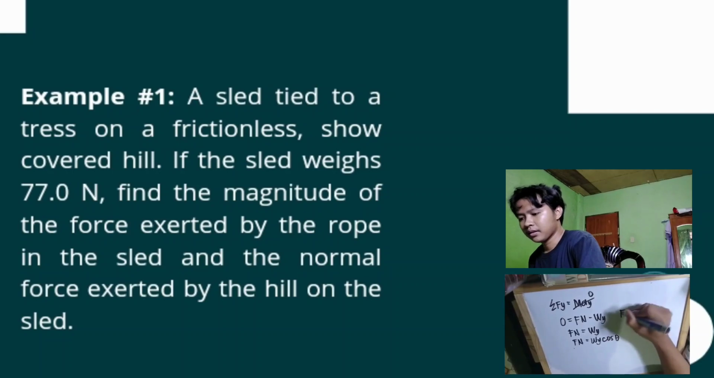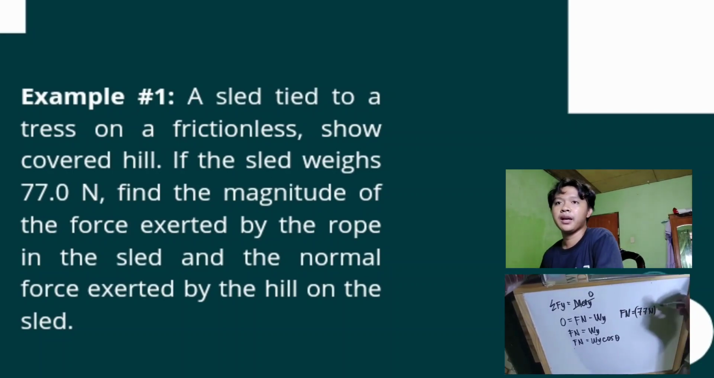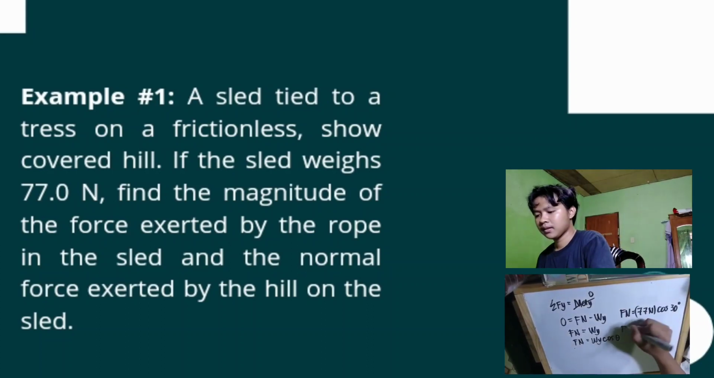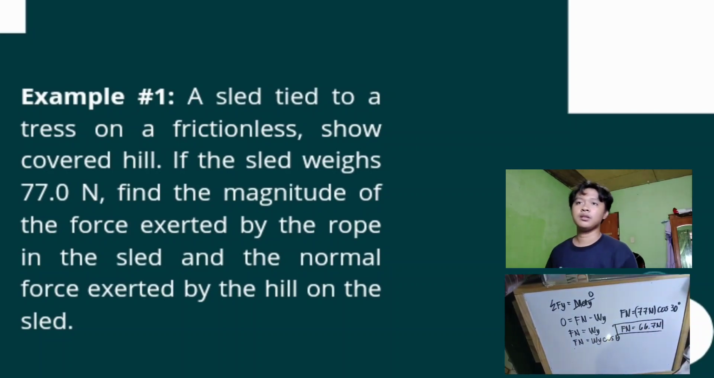So the normal force is equal to 77 Newton multiplied by cosine 30 degrees. The answer will be a normal force equal to 66.7 Newton. This is the answer for the normal force. Unlike its value on a horizontal surface, the normal force is less than the weight of the sled. When the sled is on the slope, it is because only part of the weight, the x component, is acting to pull the sled down the slope. The y component of the force of gravity, or the weight, balances the normal force.